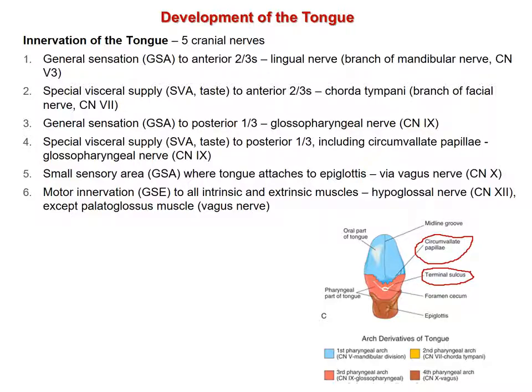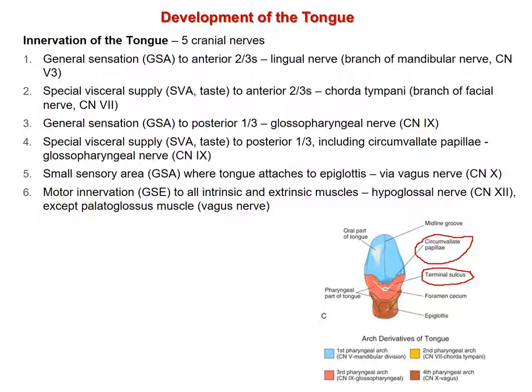The general sensory supply to the anterior 2/3 of the tongue, mediating pain, touch, temperature, and pressure, is via the lingual nerve, which is a branch of the mandibular division of the trigeminal system. The special visceral sensory supply for taste in the anterior 2/3 is mediated via the chorda tympani branch of cranial nerve 7. General sensation, as well as taste to the posterior 1/3 of the tongue, is via the glossopharyngeal nerve.